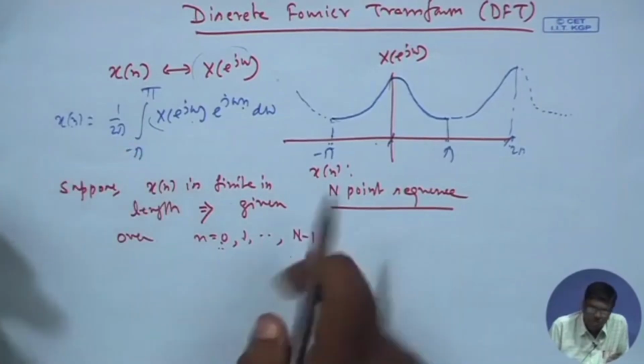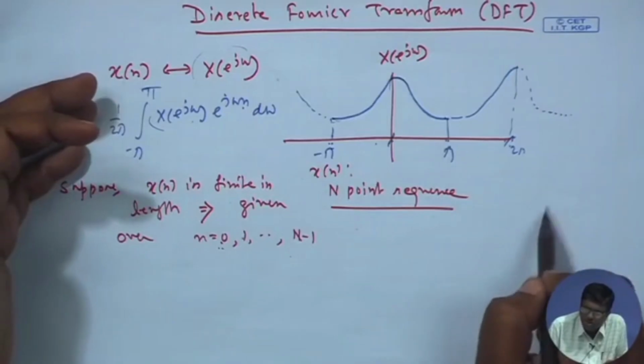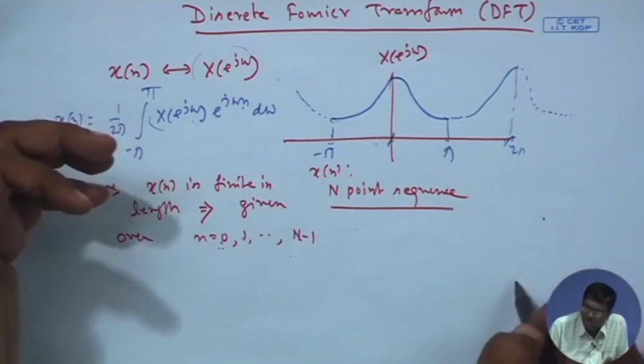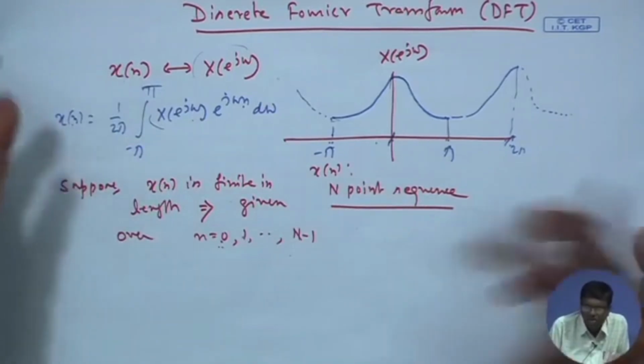For this also we will have the same DTFT expression. The only thing is the summation will go from n equal to 0 to N minus 1, not from minus infinity to infinity, because outside that zone all samples are 0. But still it will be the DTFT.